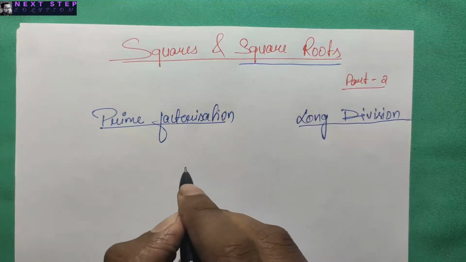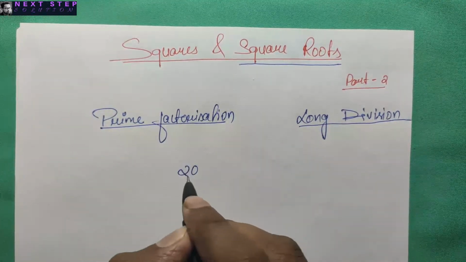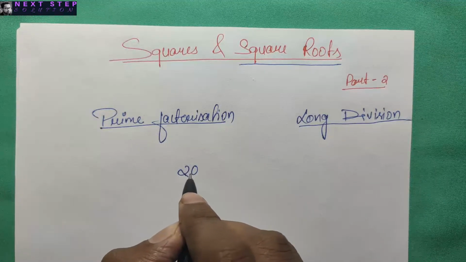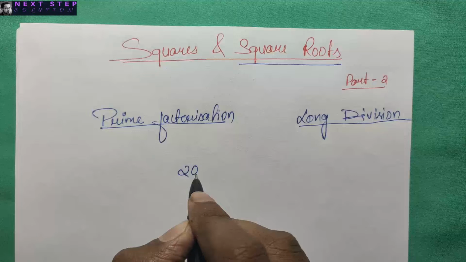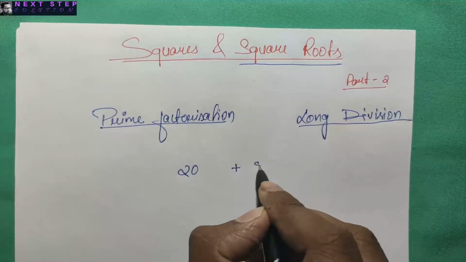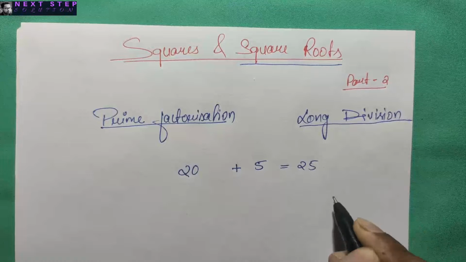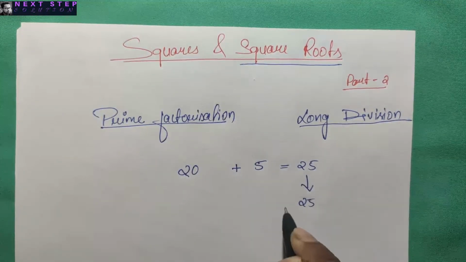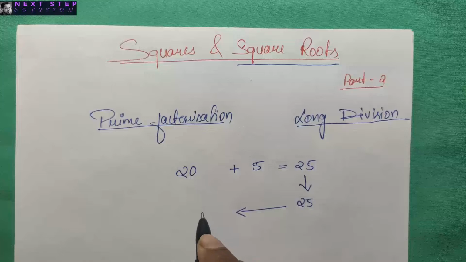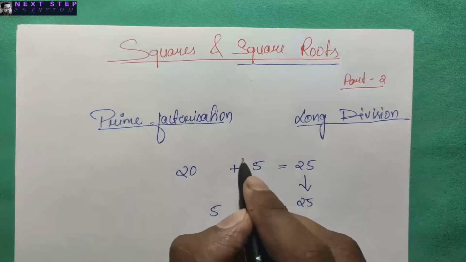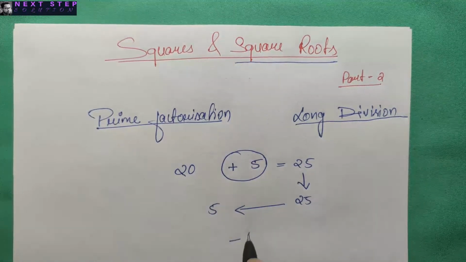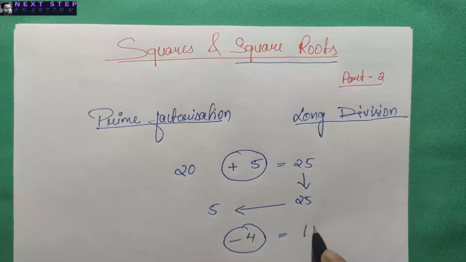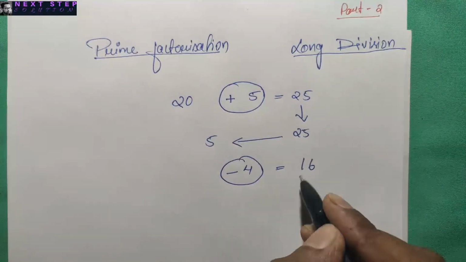Suppose, let me give you a number. We have 20 and you are asked to find out what should be added to 20 to make it a perfect square, or what should be subtracted from 20 to make it a perfect square. Since 20 is a small number, we know if we add 5, it becomes 25, which is a perfect square, the square of 5. If you are asked what should be subtracted, 20 minus 4 gives you 16, and 16 is also a perfect square.